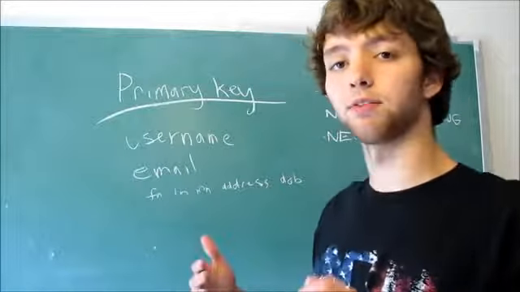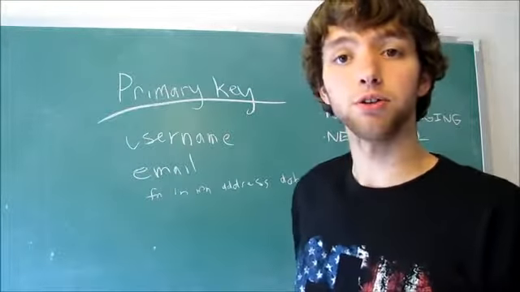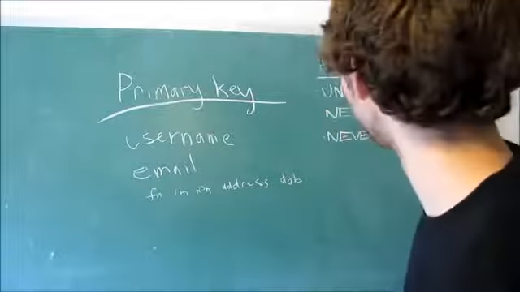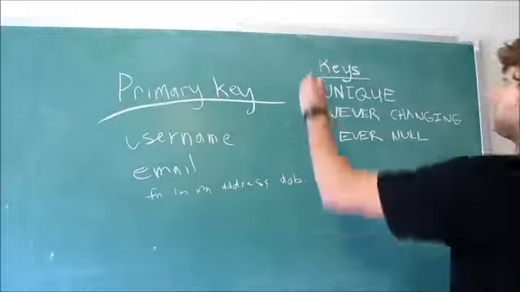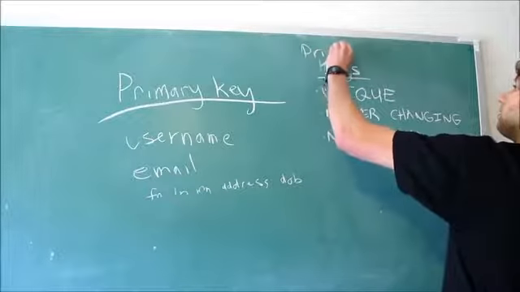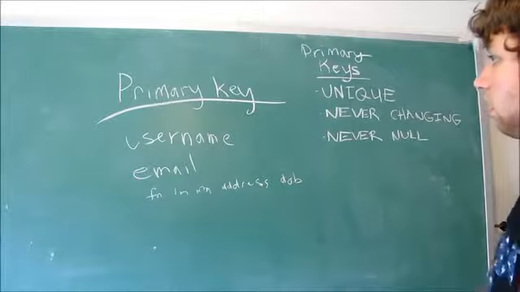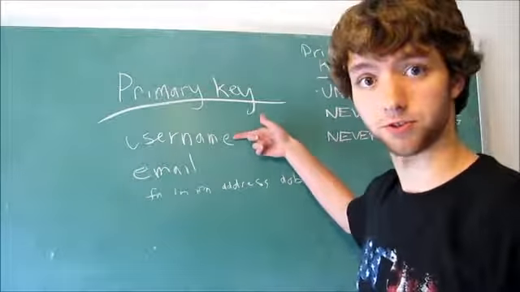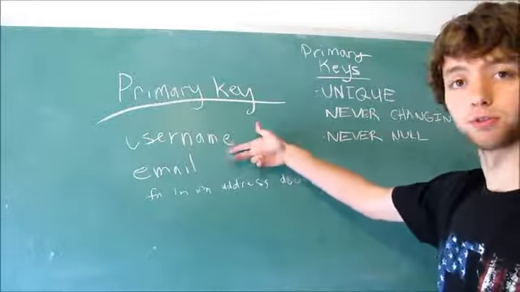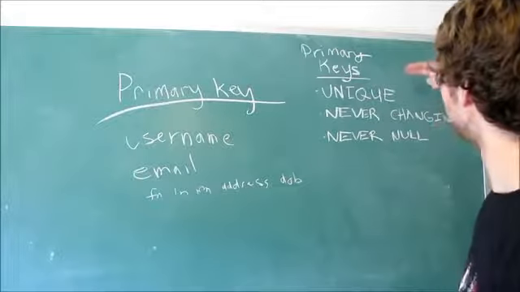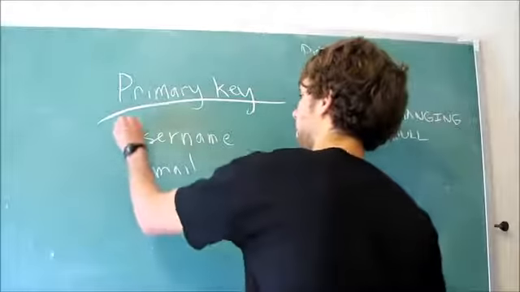Now, once you have all your possible candidate keys, you want to pick one to be your primary key. So how do you do that? Once again, we look at the rules or suggestions for keys, specifically for primary keys. We want our primary key to be unique, never changing, and never null. So username is never going to change, right? You always need a username when you sign up for an account, so it's never null. And it has to be unique because two people can't have the same username. So this would be a good primary key.